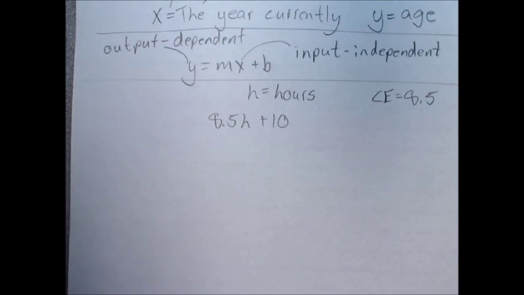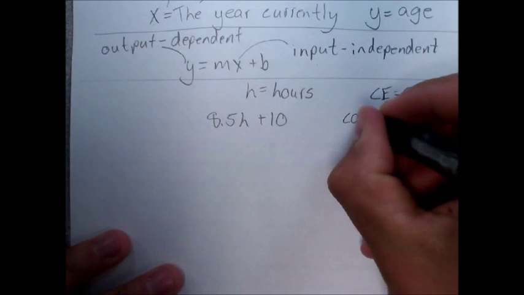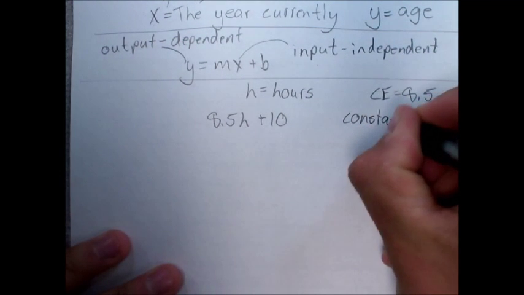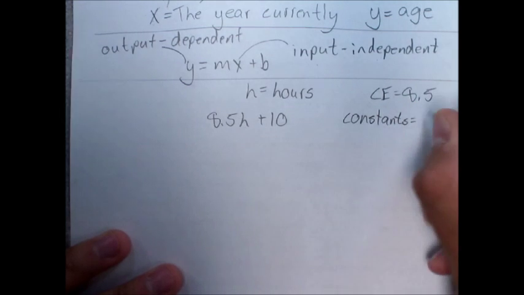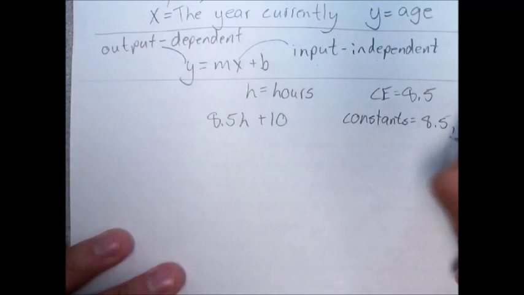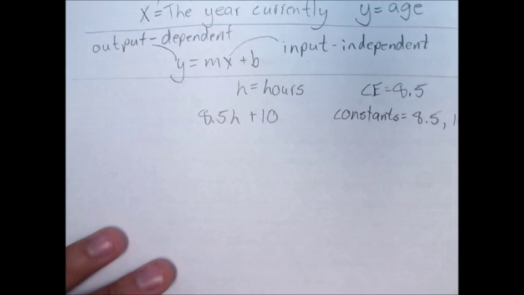All right, so there's your coefficient. Now let's just quickly label the constants. The constants are just numbers, right? So obviously 8.5 is a number. What's the other number involved in this equation? 10. So 8.5 and 10 are the constants.